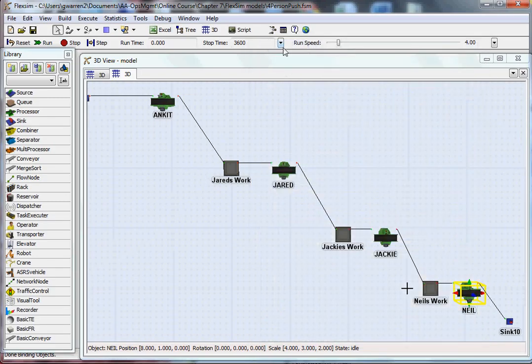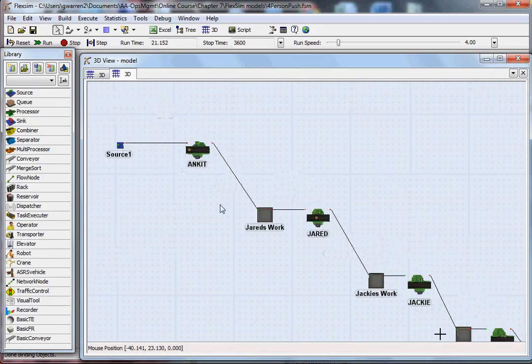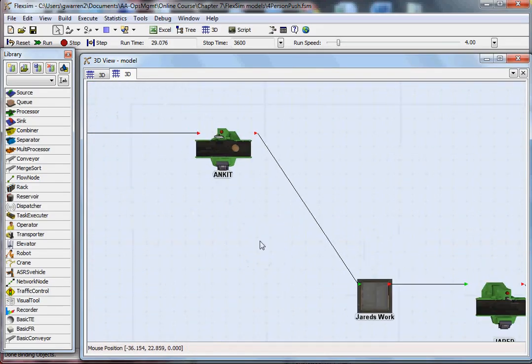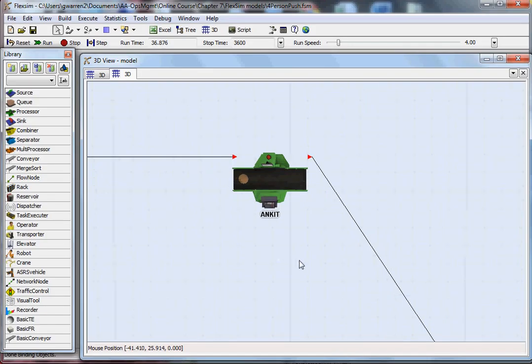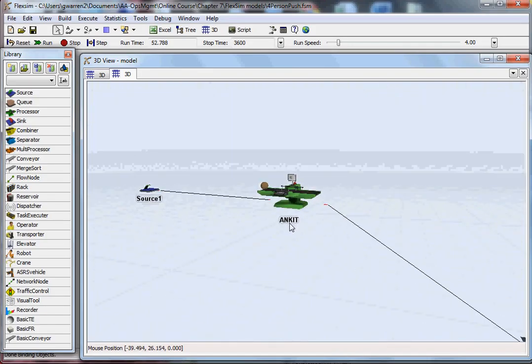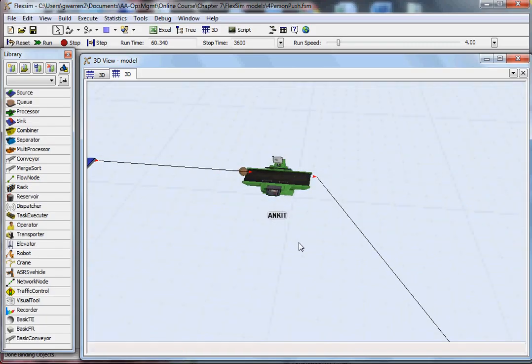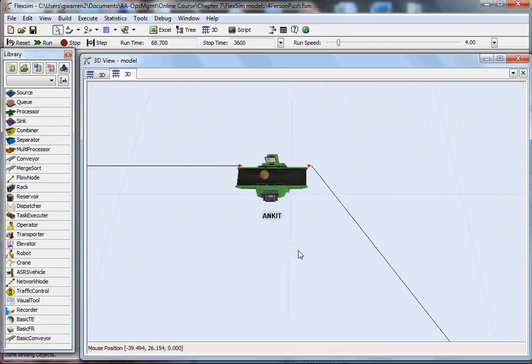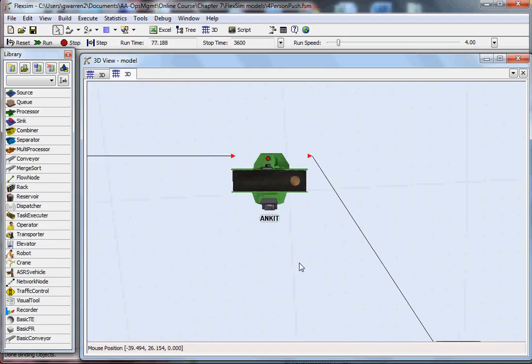We're going to run this model slowly at first so you can observe the behavior. And I'm going to start it now. And we're going to zoom in on Ankit station and see what's going on. These models are actually three-dimensional, so we can see Ankit station here. And you can see the planes as represented by the brown balls flowing through the process.